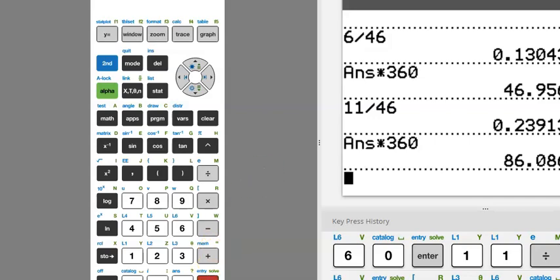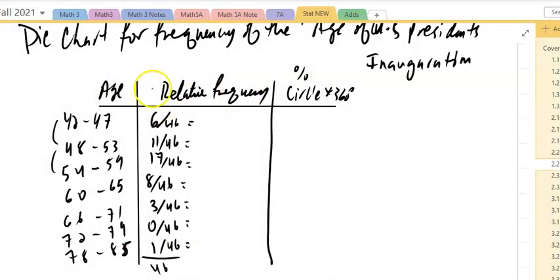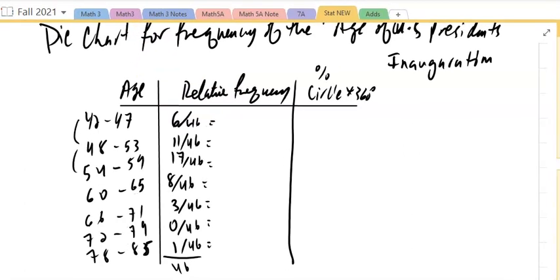Now let me close that. That's how I'm going to do that. I'm going to be showing you how to use the calculator multiple times. So here we got 13.04%. Remember, that's in decimal. When we multiply it together, we roughly got 47 degrees. Here we got 23.91%. Multiplied by 360, we get roughly 86 degrees.